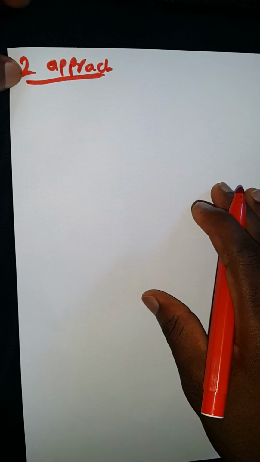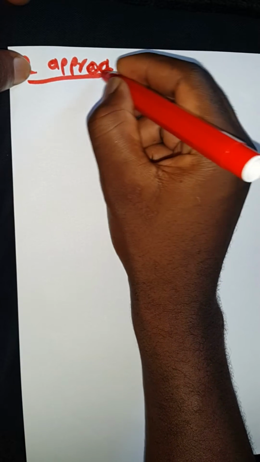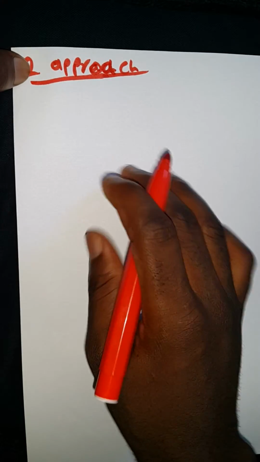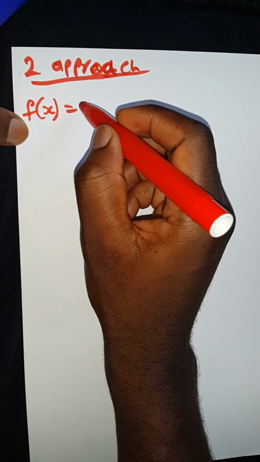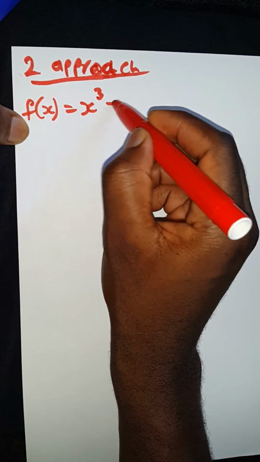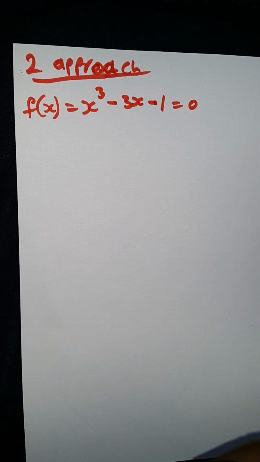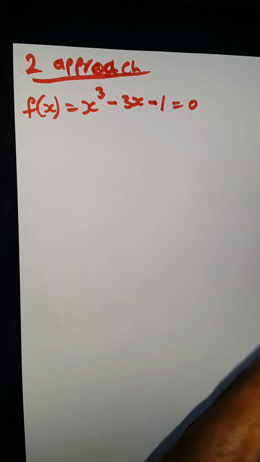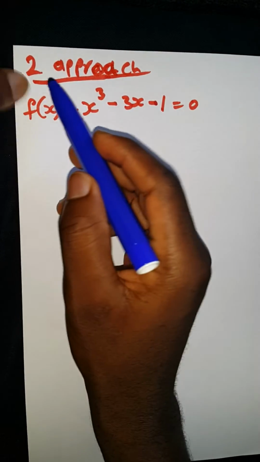Here we have to use the same equation we used in the first video to see the difference between the two. Let's have our function first. In our last video we used x cubed minus 3x minus 1 equals 0. This is our function. Now let's look at the two. In this one we are going to use another approach, which is the second one.